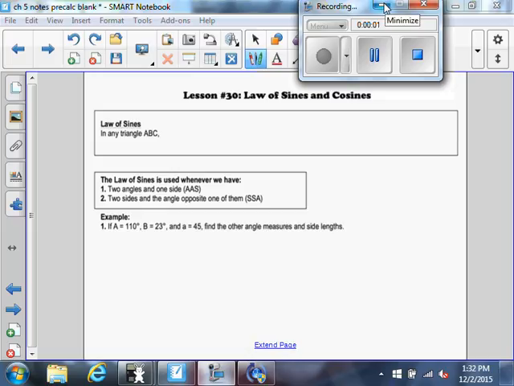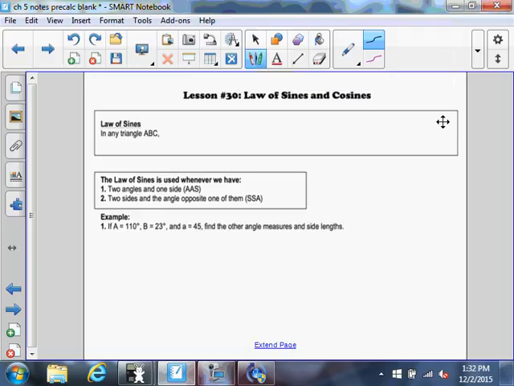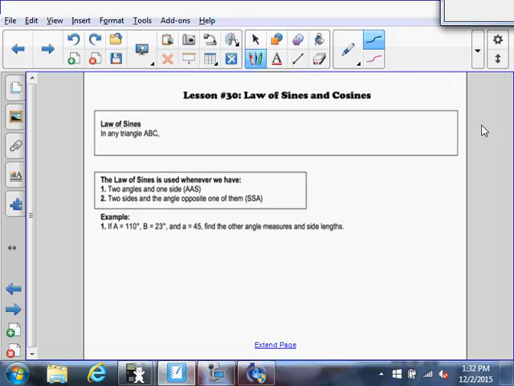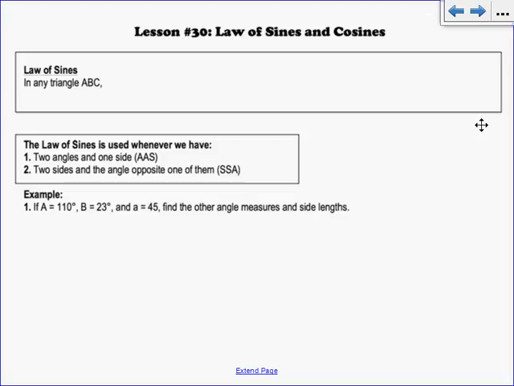So lesson number 30, our very last one for the semester, is on law of sines and law of cosines. Now, luckily, we learned this in Algebra 2, so as soon as I do some of these problems, you'll be like, oh, I remember all of this. All right, so here we go.